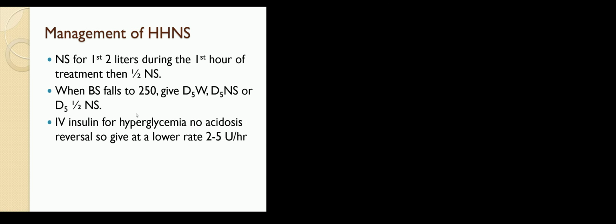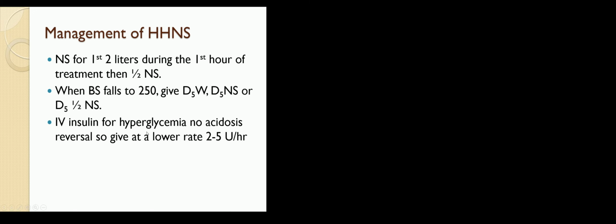So how do we manage HHNS versus DKA? Well, again, we're going to give normal saline for the first 2 liters during the first hour of treatment. Then they may switch to half normal. When the blood sugar falls to 250, they're going to give D5W, D5NS, or D5 half NS.